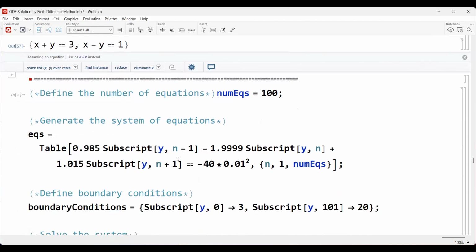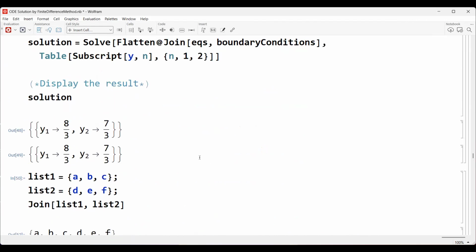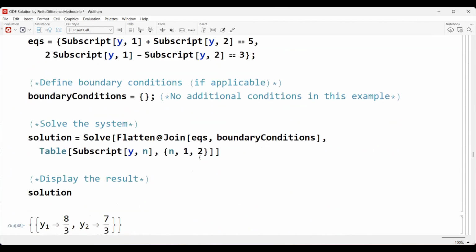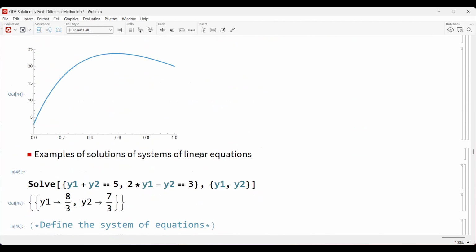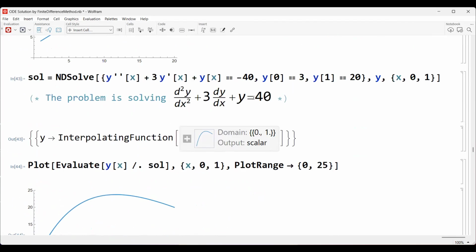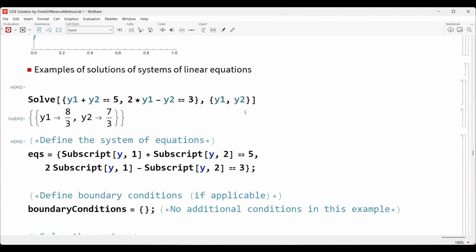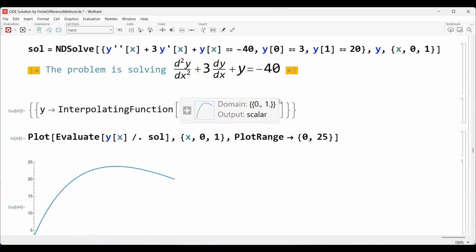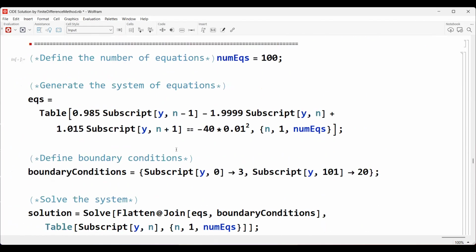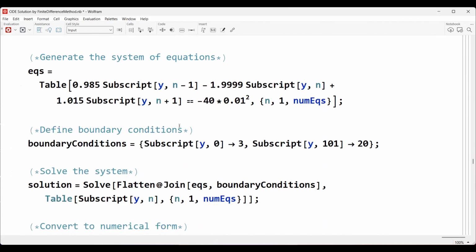All right, let's now solve our equation here. Our new equation is now equal to negative 40. So this is our new equation to be solved. If that is negative 40, and we use the finite difference method, we have this expression. The number of equations here is equal to 101. Then the boundary conditions here are y sub 0 equal to 3, and y sub 101 equal to 20.